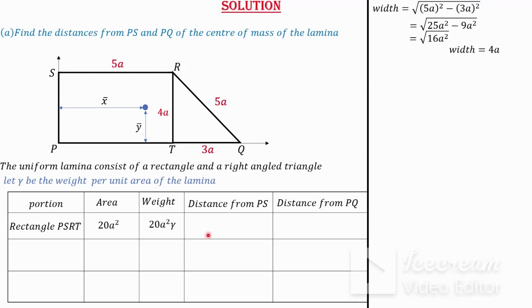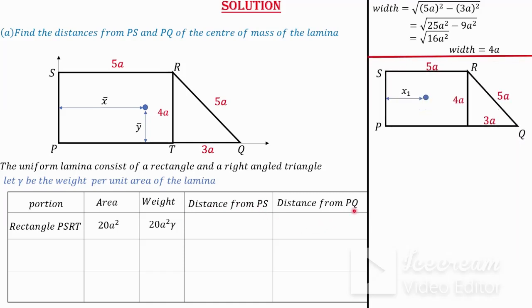The next thing we need to find is the distance of the rectangle PSRT from PS. To do this, we first have to represent this small diagram. The distance from PS for this rectangle PSRT is this distance, which we denote x1. That is the distance of the rectangle from PS, and it is x1.